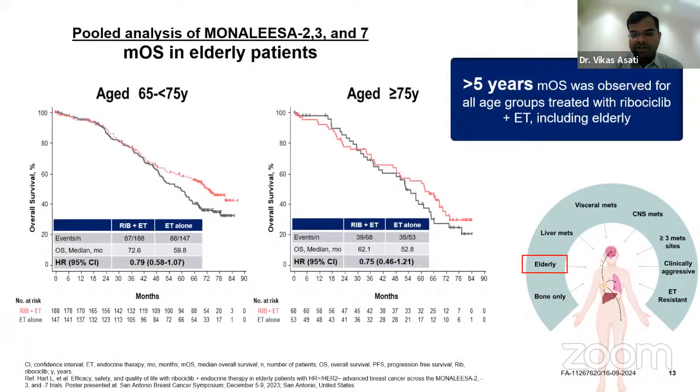Now coming to elderly patients, we have enough data that elderly patients can also be treated with a CDK4/6 inhibitor. There is an apparent doubt that these patients might have more neutropenia, but it has not been shown. Sometimes I also start with a lower dose and then increase as tolerated. And here again, you can see this is the pooled analysis of MONALEESA-2, 3, and 7. More than 5 years of median OS was observed in all age groups treated with ribo plus endocrine therapy, including the elderly, that is age more than 75 years.